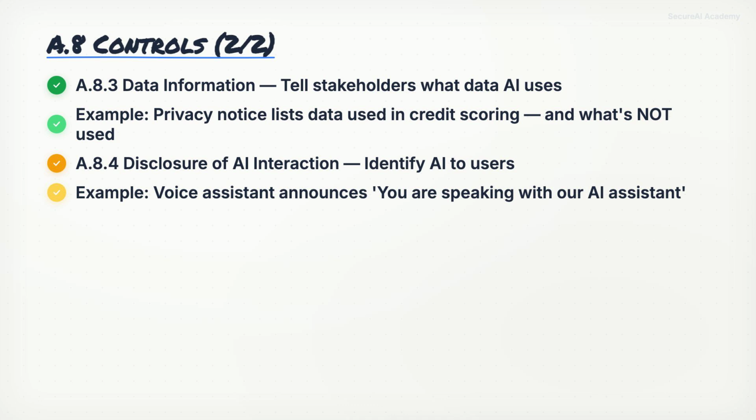Control 4. Disclosure of AI interaction. Let people know when they interact with AI. Example: when a customer calls and reaches the AI voice assistant, the first thing it says is, "You are now speaking with our AI assistant. I can help with account inquiries. Say speak to a person at any time to transfer to a human agent." This disclosure is mandatory under the EU AI Act for chatbots and voice assistants.